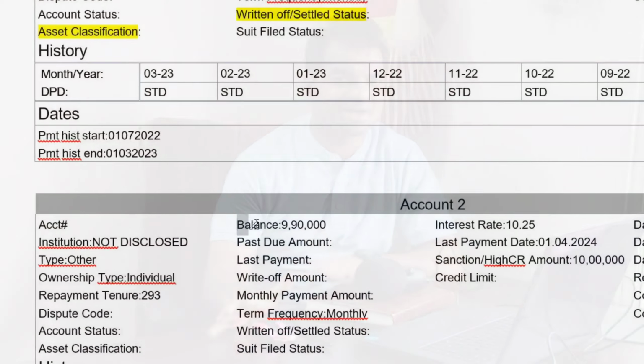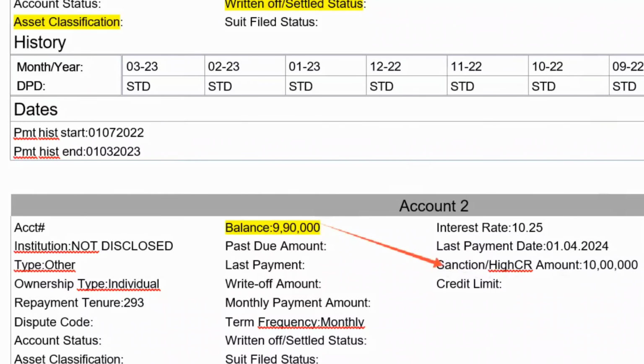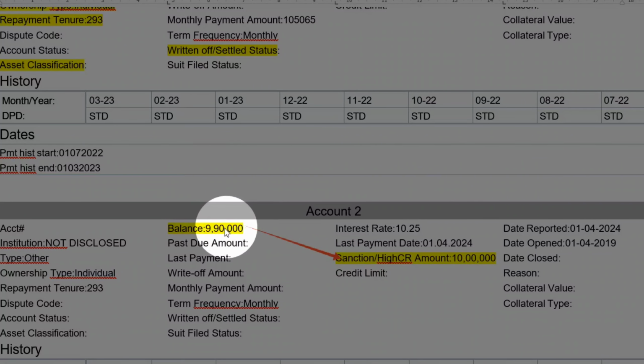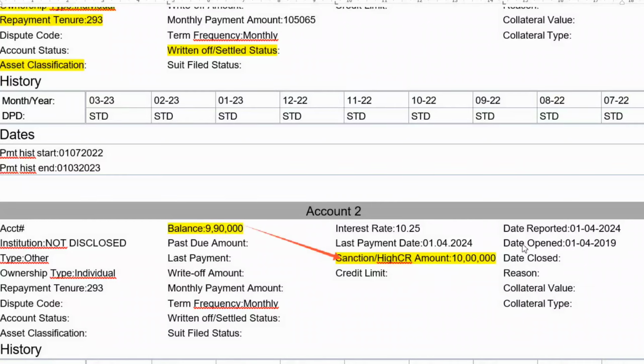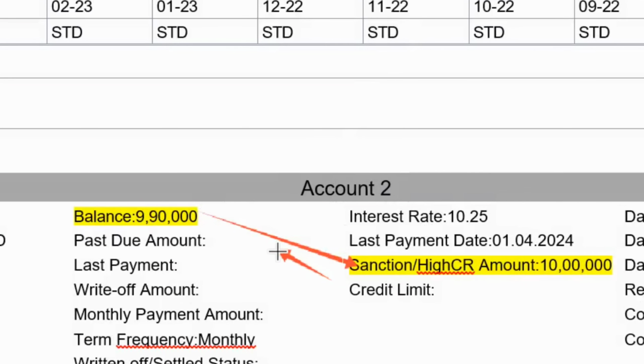Now we're talking about the outstanding balance. You must be thinking, when outstanding balance is clearly showing in the report, why am I especially discussing it? Actually, there is a logic. I tell you how. When you compare the outstanding balance to the sanction amount, you get an idea whether the account is running regular or not. Here in this account, you see the balance outstanding is this one, and the sanction amount is this. And if you look here, the opening date of the account is 2019. If you look at the difference between the outstanding and sanction balance, that is a very little difference.